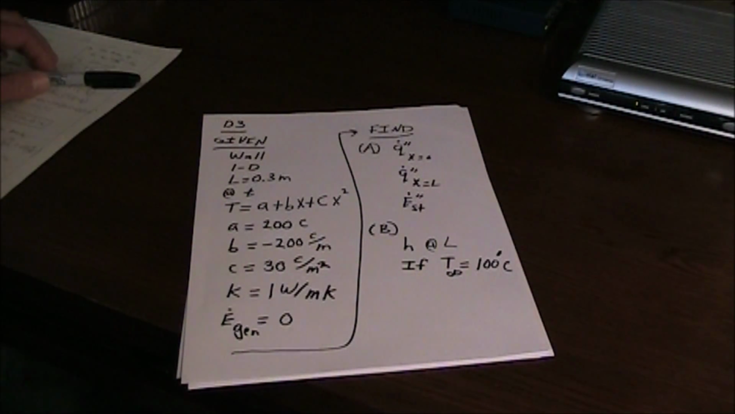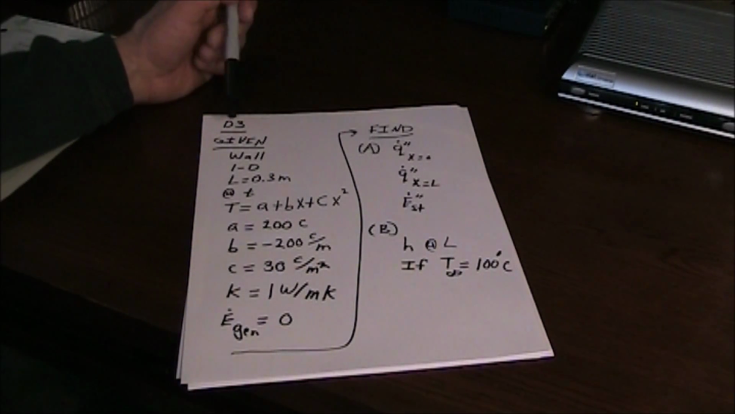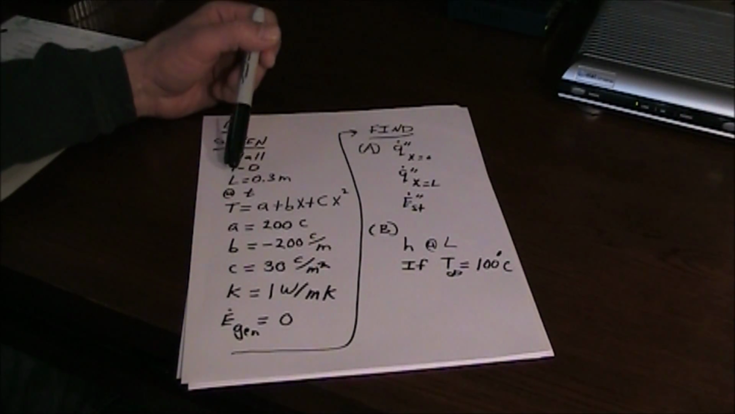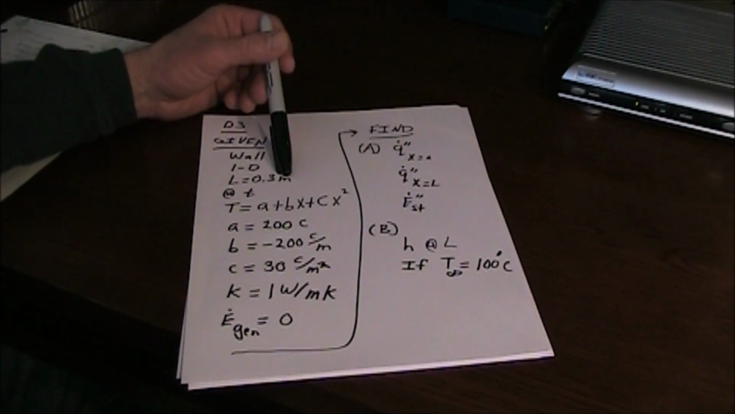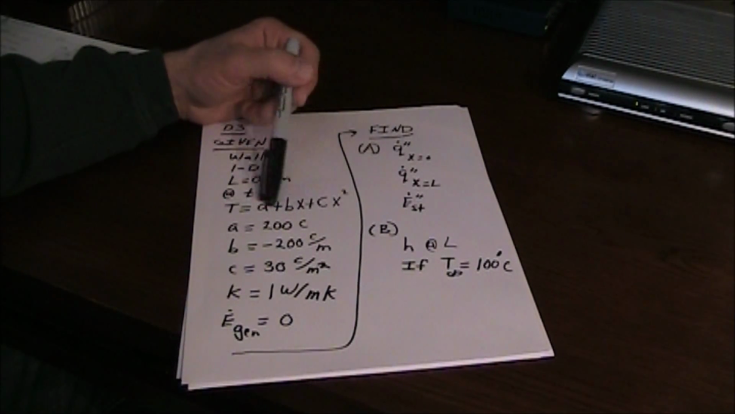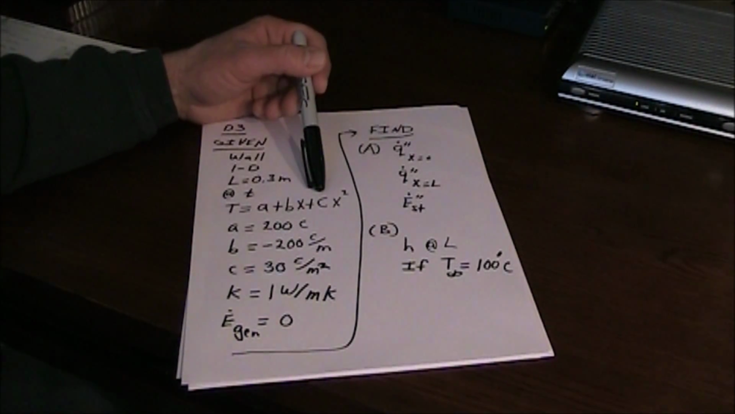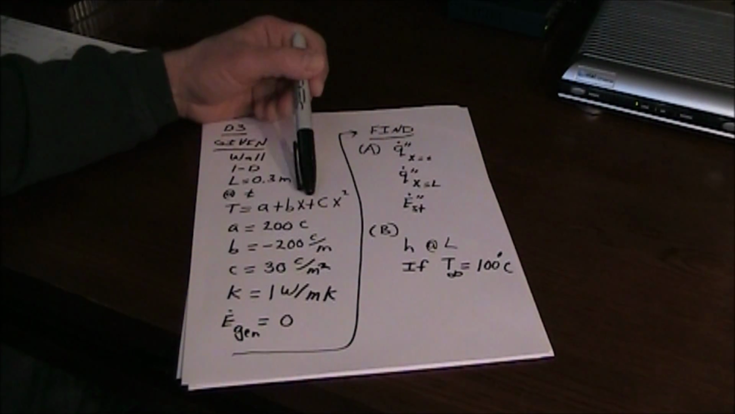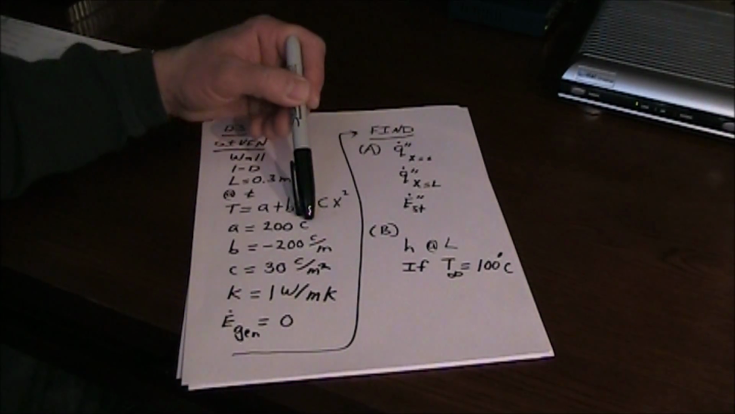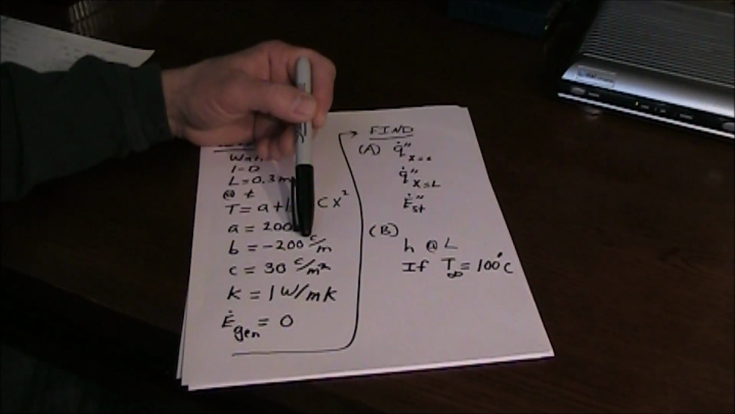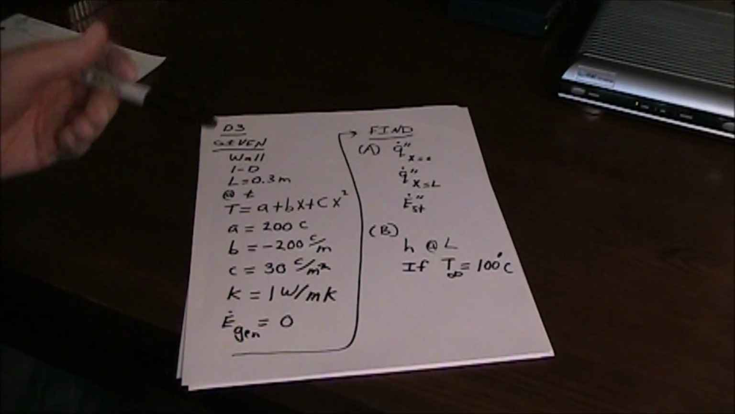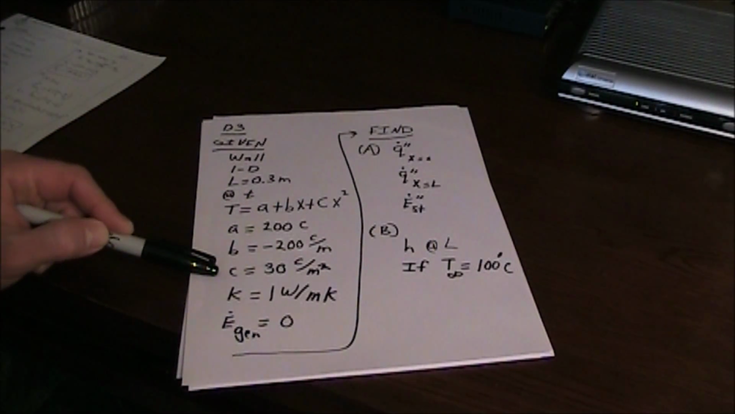Okay, let's go ahead and look at this problem here. This is D3. What we have given is a wall, one-dimensional. The thickness of the wall is 0.3 meters, and at some time t, we know that the temperature distribution in the wall can be represented by this equation here, A plus Bx plus Cx squared, where A is 200 Celsius, B is a negative 200 Celsius per meter, C is given as 30 Celsius per meter squared. And all three of these, A, B, and C, are constants.